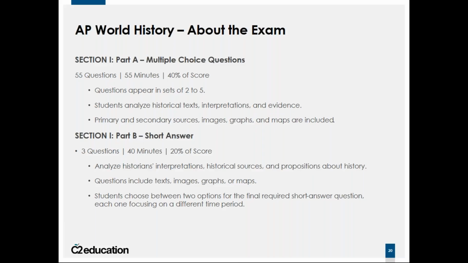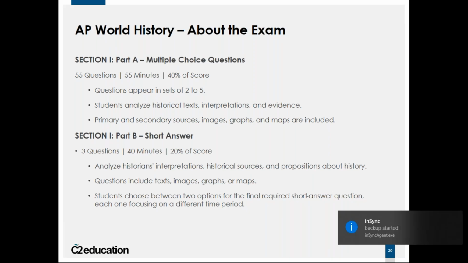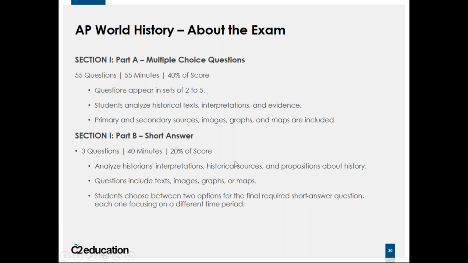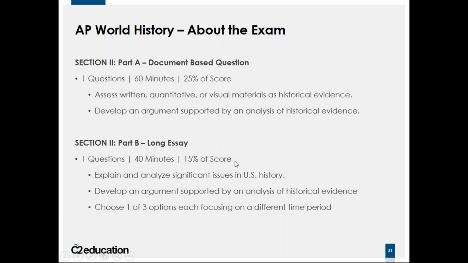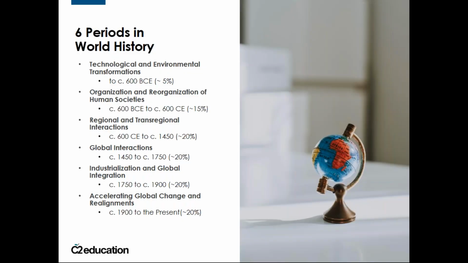So world history, again, same structure: 55 questions, and short response, again the same, 2 required, 1 short response. Then the document-based question, again the same thing: 1 60-minute, 25%, 1 long, 3 things. But 6 periods this time around.